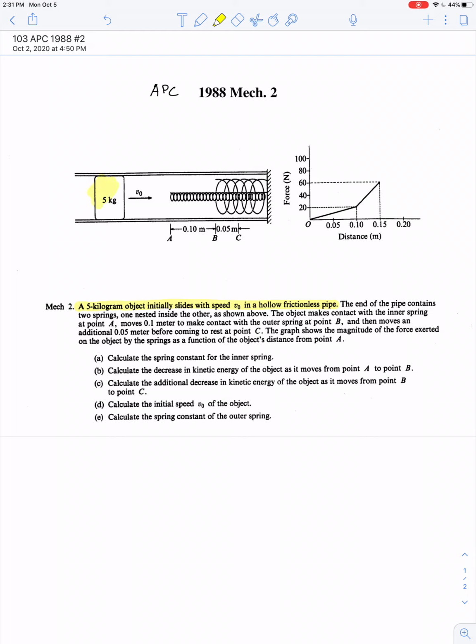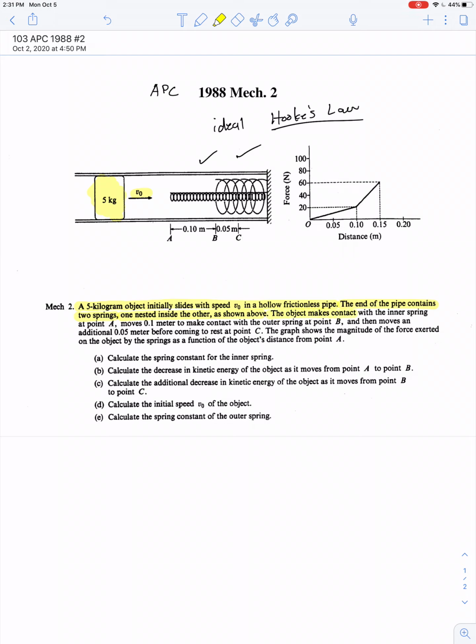So we're told that there's a 5 kilogram object sliding with a speed of v0 in a hollow frictionless pipe. We can see that 5 kilogram object here with the initial speed. The end of the pipe contains 2 springs, an inner and an outer spring, and we're going to assume they're ideal, so that they're governed by Hooke's law. One spring is nested inside the other as shown.